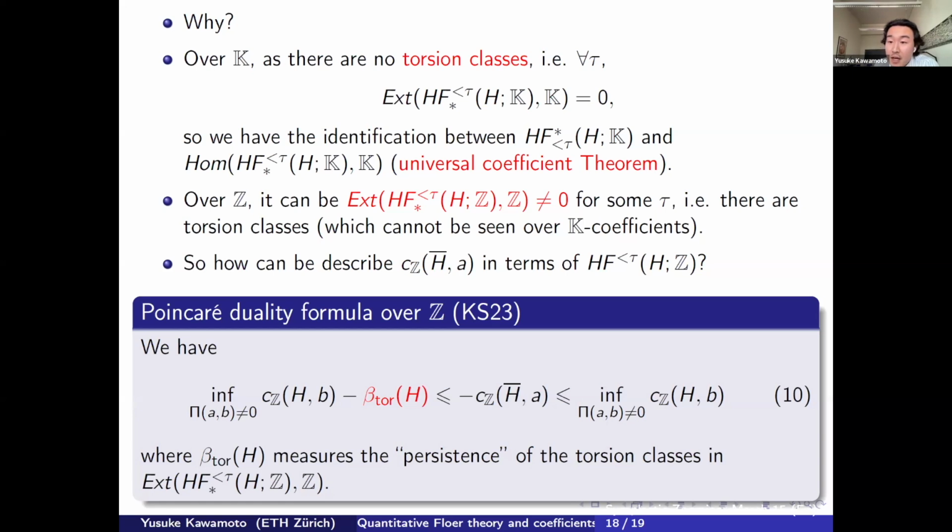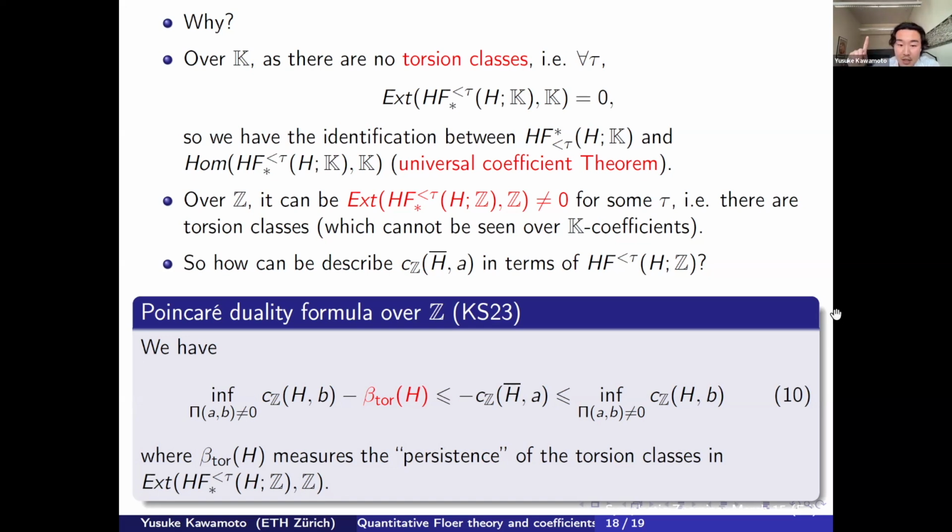But theorem A tells you that when you're looking at some tau, when you're increasing tau, at some point you'll see some torsion classes which will eventually disappear. But there are just extra torsion classes that appear in between, and that's messing up the Poincare duality formula. So we have to take this persistence of the torsion classes into consideration.